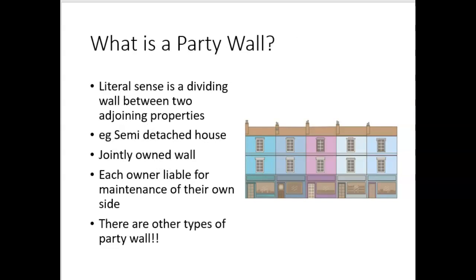So, in a literal sense, it's the dividing wall, i.e. the wall between semi-detached people. It can be jointly owned, or it is owned jointly, and each owner is liable for the side of the building that they have. So it's really important to identify where the legal boundary goes through the wall.